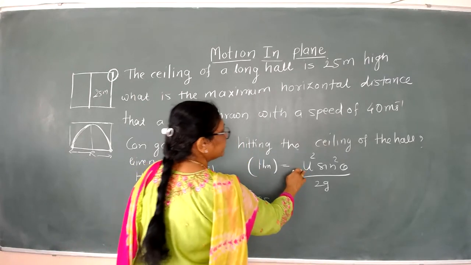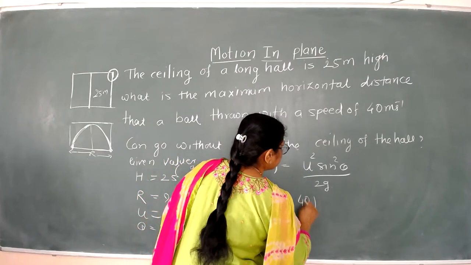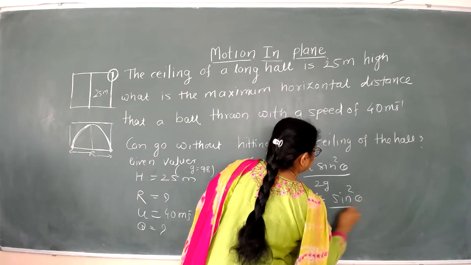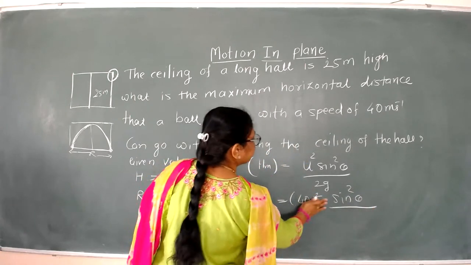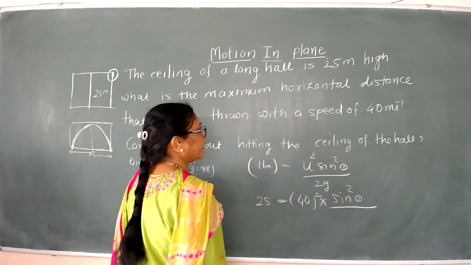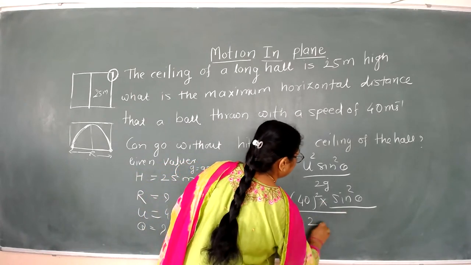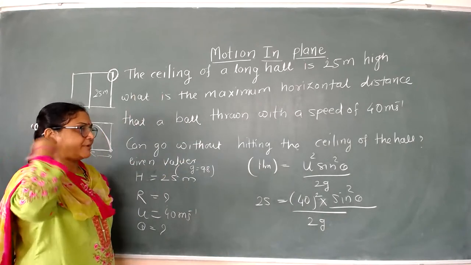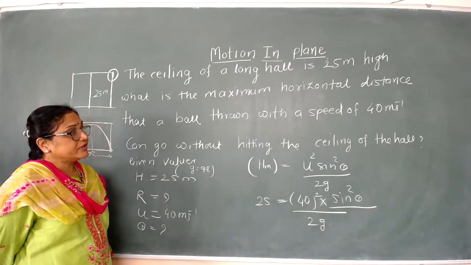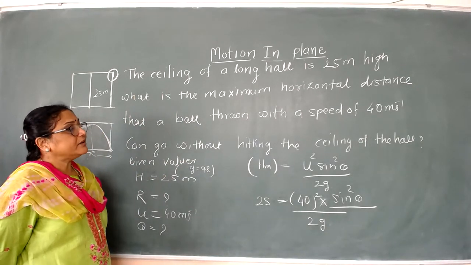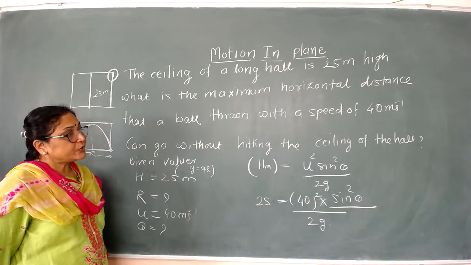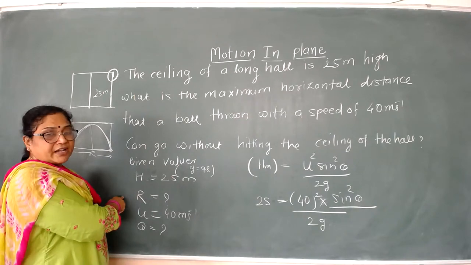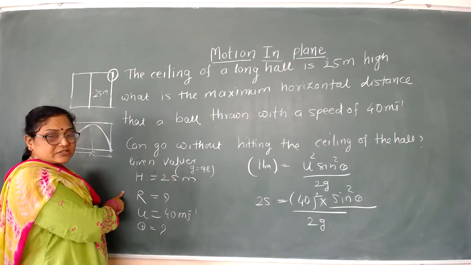And the initial velocity of the ball is u equal to 40. So 25 is equal to 40 square into sine square theta divided by 2 into g. So here use the formula for the maximum height, because in this question theta is not given but the height is given. To find out the range, the theta value is required, and theta is not given.